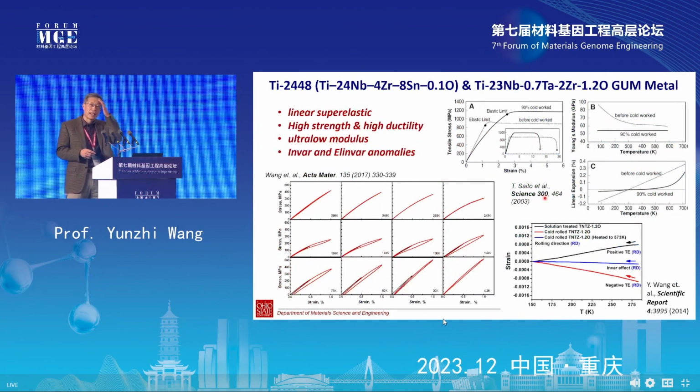All right, so the mechanical property, stress-strain curve. For this particular alloy, you can see that from 400K all the way to 4K, you can have linear superelastic deformation. And we strongly believe the other sister of this titanium 2448 metastable beta titanium alloys, that's the gum metal. And these two are very similar.